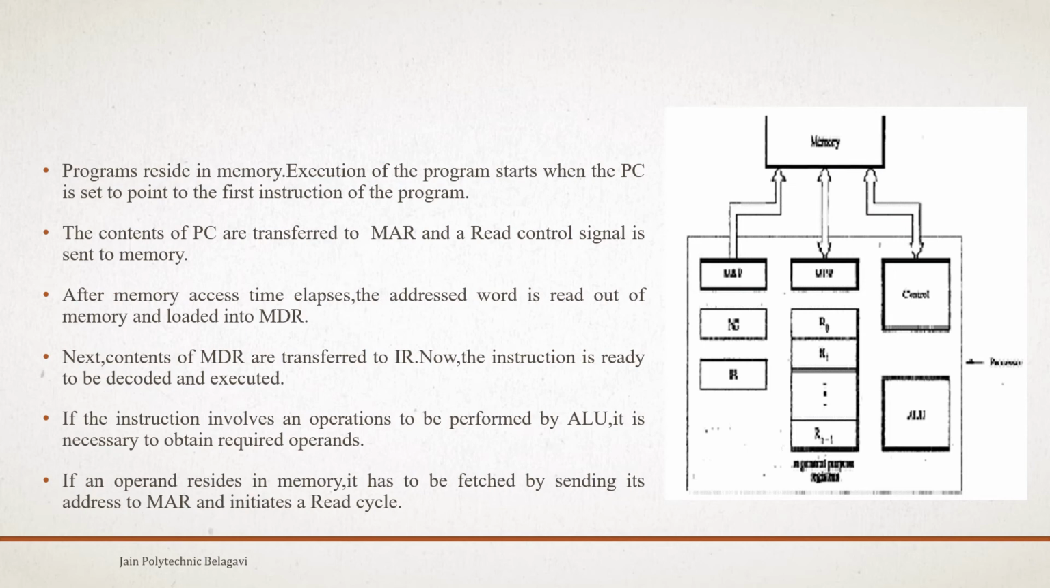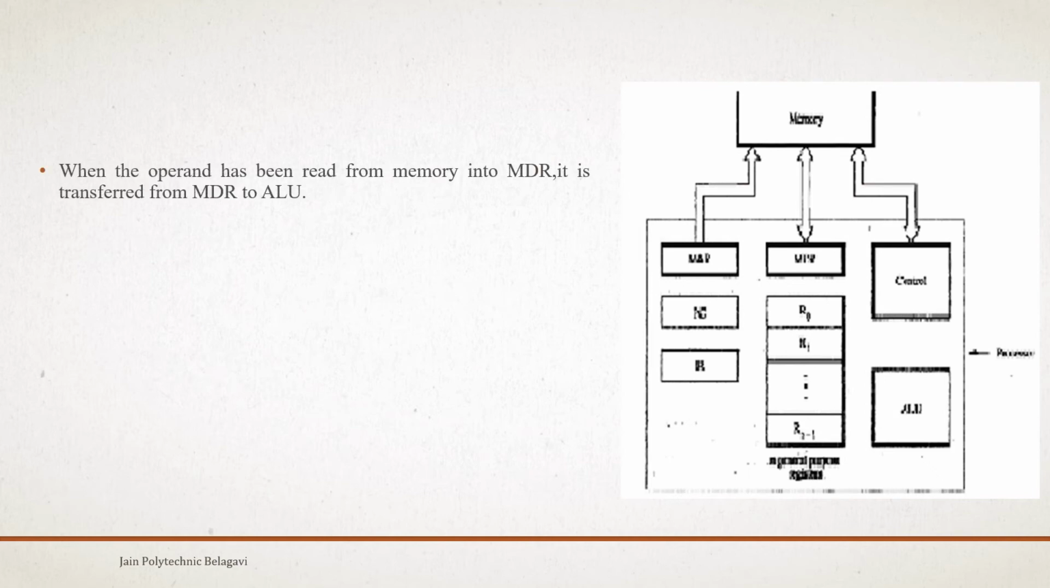So if two operands have to be operated on, then they have to be fetched by sending their addresses to MAR. That is, the memory address register will get the address of both the operands. Then it will start a read cycle. Now, when the two operands have been read from the memory into MDR, MAR will get the address of both the operands from the memory, and it will transfer them into the memory data register.